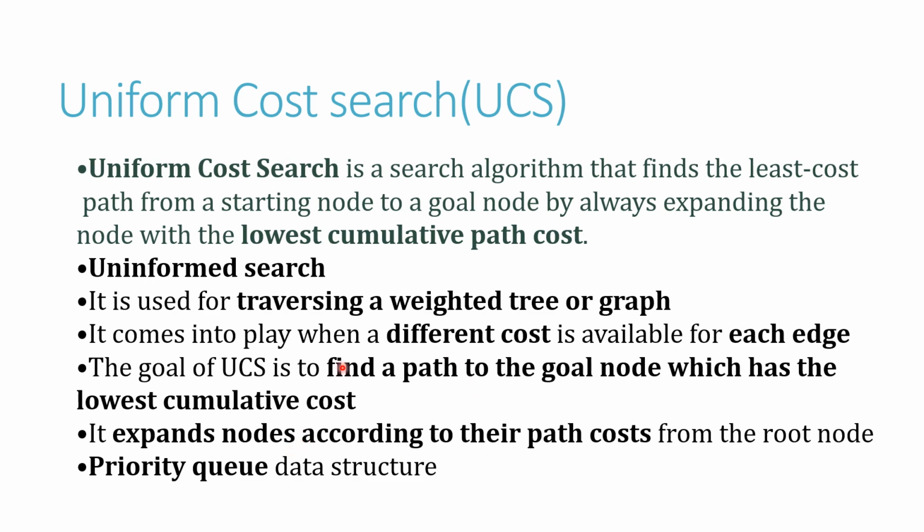What types of data structures are available? Stack, queue. In the queue itself, we have another type, the priority queue. Here we are using the priority queue data structure for solving the problem with the help of the uniform cost search algorithm.